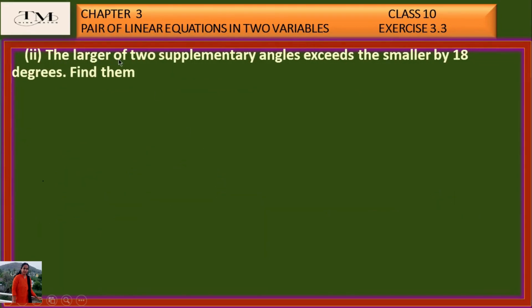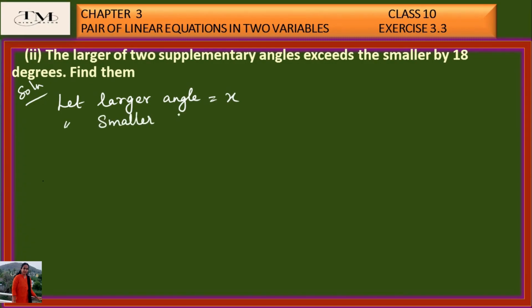The larger of two supplementary angles exceeds the smaller by 18 degrees. Find them. So there are two angles, one is larger, one is smaller. So we have to find out the angles. Let me assume, let the larger angle be x. In the same way, the smaller angle as y.